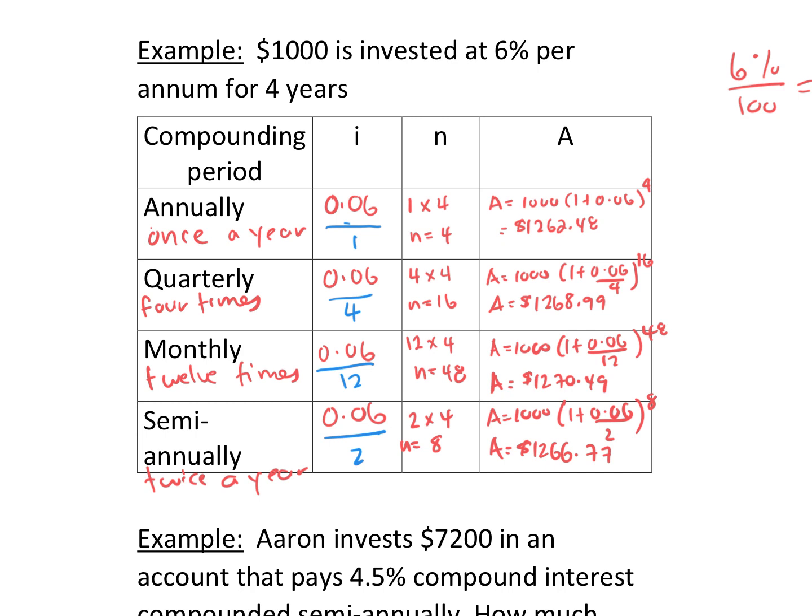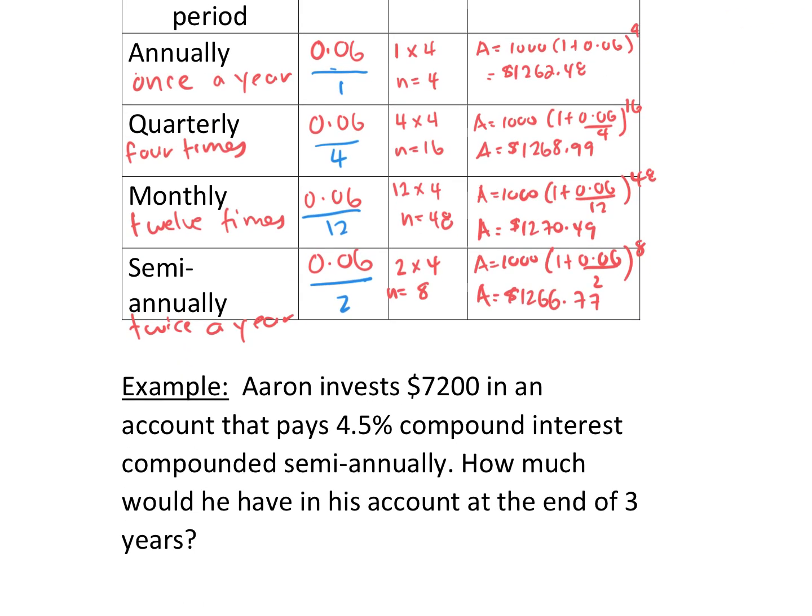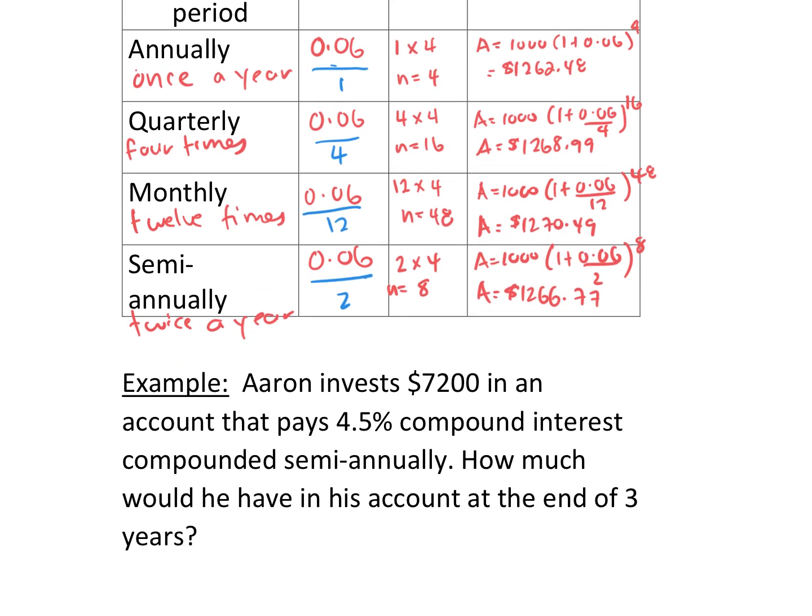So remember that we're investing the same amount of money at the same interest rate for the same period of time, but we end up making more money the more often we compound.